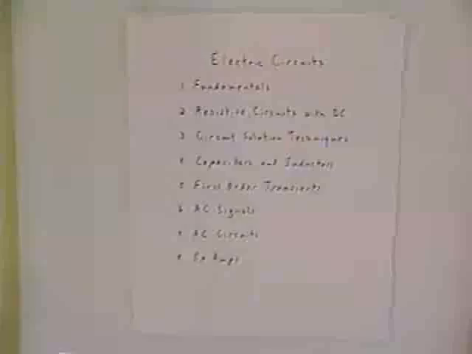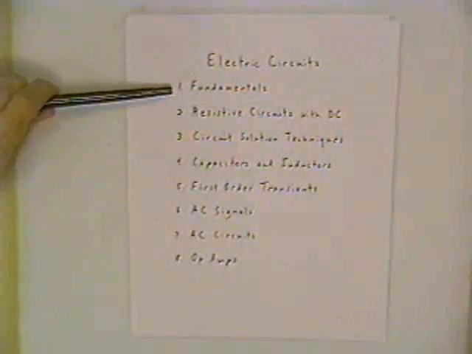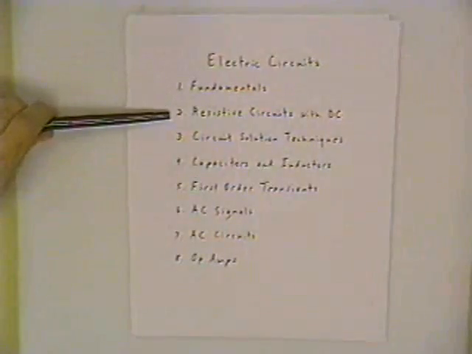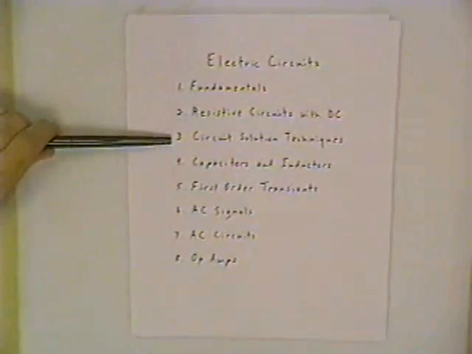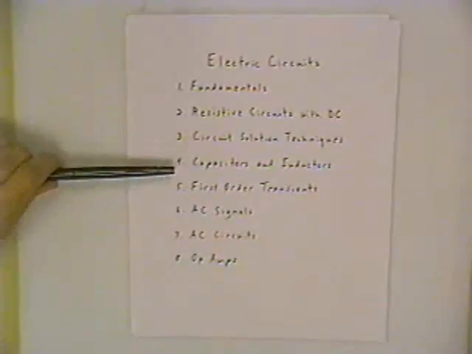What I have on this first sheet is an outline of the talk. We're going to talk about fundamental definitions, resistive circuits with DC sources, and then we're talking about solution techniques here in section 3 using resistive circuits, but these solution techniques also apply to transient and AC circuits.